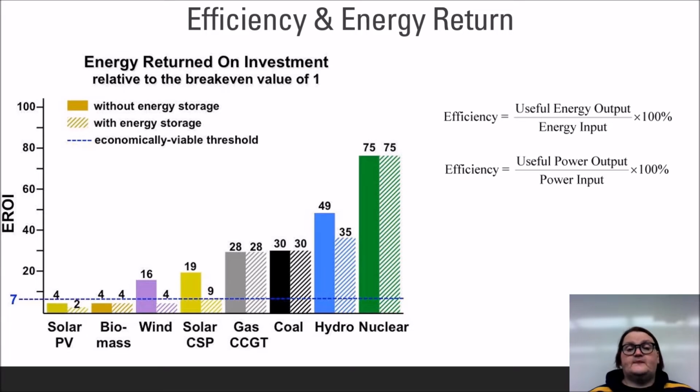We can also take the ROEI one step further by calculating the efficiency of an energy source or energy conversion. To do this, we simply multiply the ROEI value by 100. This gives us a percentage which tells us how efficient this particular resource or energy conversion is. It's important to remember that because of the second law of thermodynamics, no energy conversion will ever be 100% efficient.